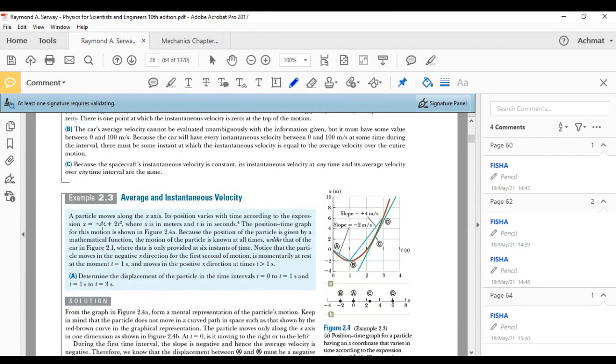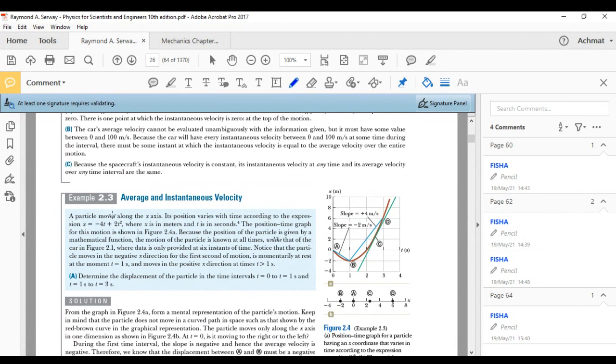Okay, right, number 2.3, average and instantaneous velocity. And what do they say here? A particle moves along the x-axis here, right? That's the x-axis. So it moves along the x-axis. Its position varies with time, and that's why as time continues, it pans out this brown graph. Okay. So let's say its position varies with time according to the expression here, that expression.